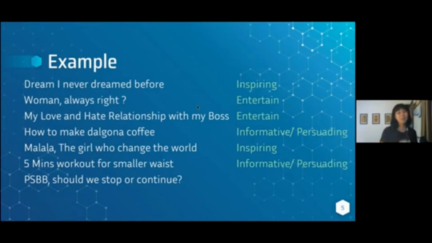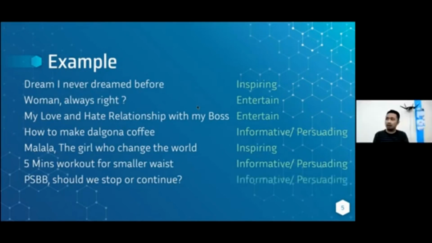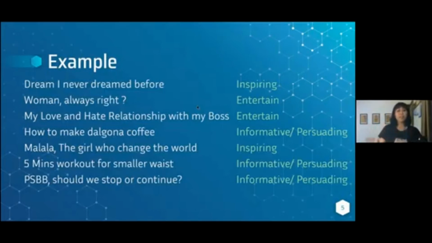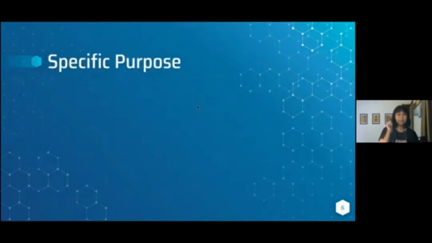"PSBB, should we stop or continue?" To inform. Probably also to persuade, right? Because at the end of information, we have a call to action that we want the audience to follow. And sometimes the call to action is to persuade them, either to buy the coffee, or to support the PSBB, or to work out. So there's another call to action behind information. Okay, let's continue.